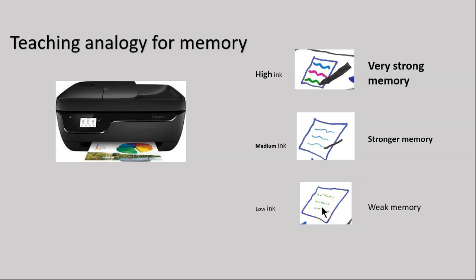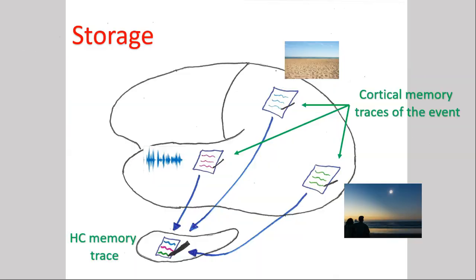And the idea here is that when we're making memory traces, we are sort of printing memories into the circuitry of our brains in the cortex and in the hippocampus. So a weak memory would be a piece of paper with very little ink, and then with more ink, that's a stronger memory trace, and even more ink, a really strong memory trace. So as a result of this growth process, synapses are growing stronger. We've got memory traces being formed in the cortex as well as the hippocampus.